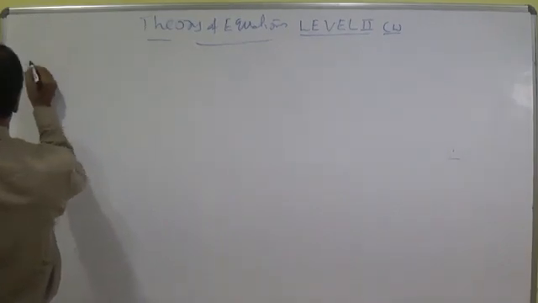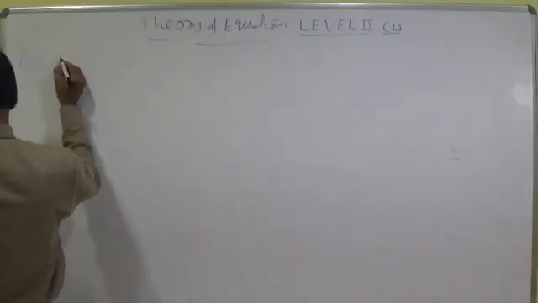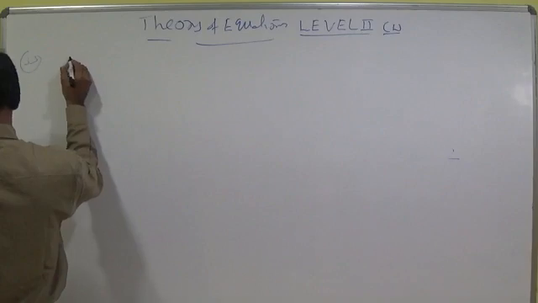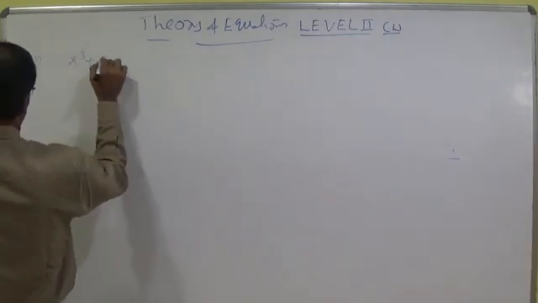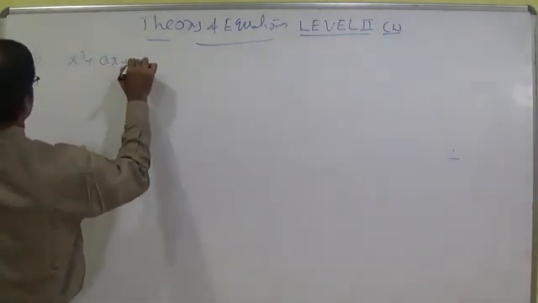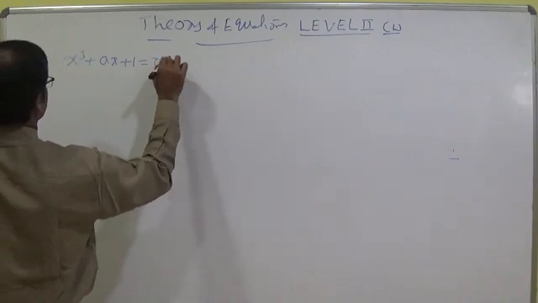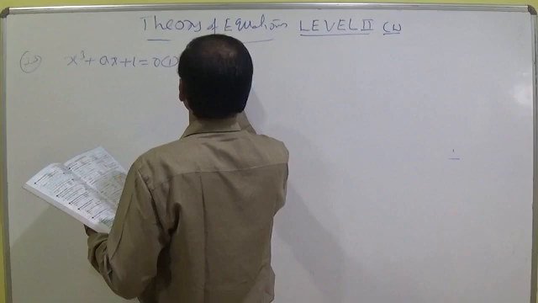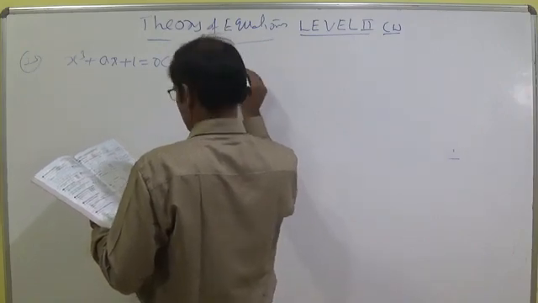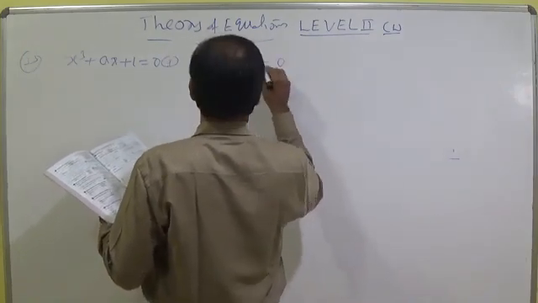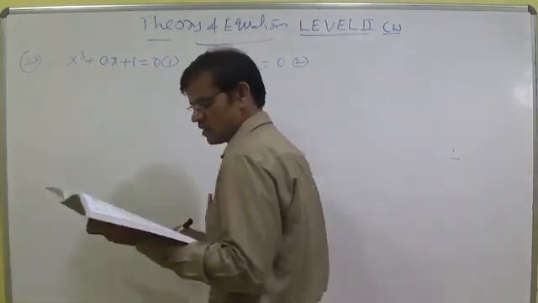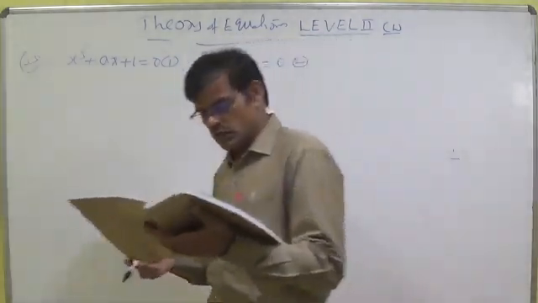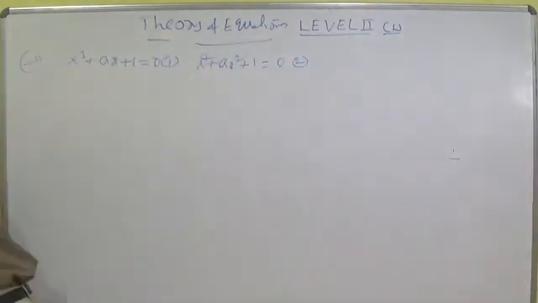Third question. x cube plus ax plus 1 equal to 0, put as the first equation. And x power 4 plus ax square plus 1 equal to 0, put as the second equation. They have a common root, then what is the value of a?